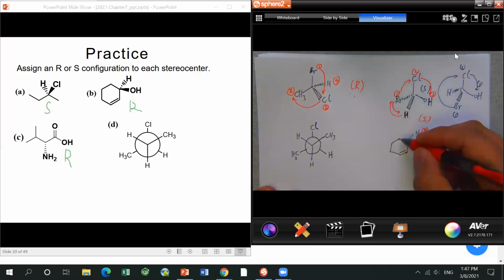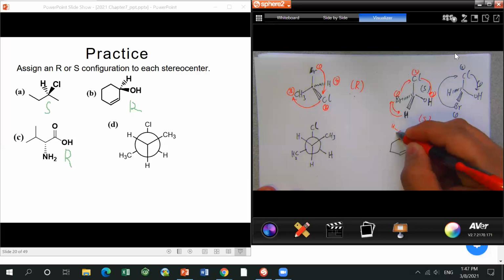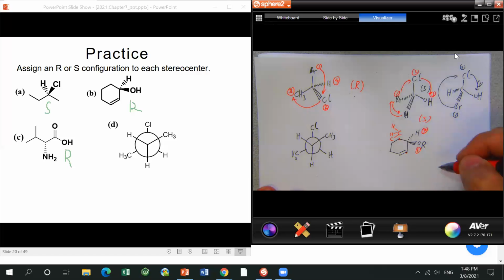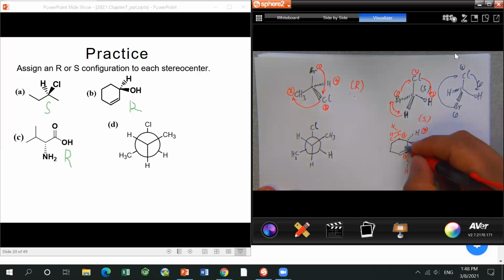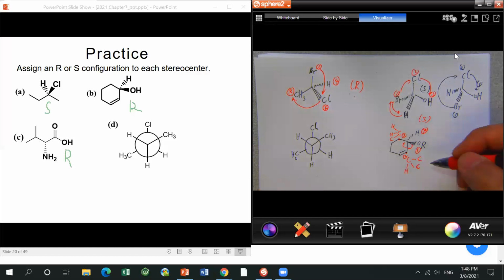For the top one, this carbon is only attached to 2 hydrogens and 1 carbon. For the bottom one, the C=C double bond we treat as attached to 2 carbons. So definitely the bottom one has higher priority, making them 2 and 3. Then you draw the arc 1, 2, 3, and it should be clockwise. R is the right answer.